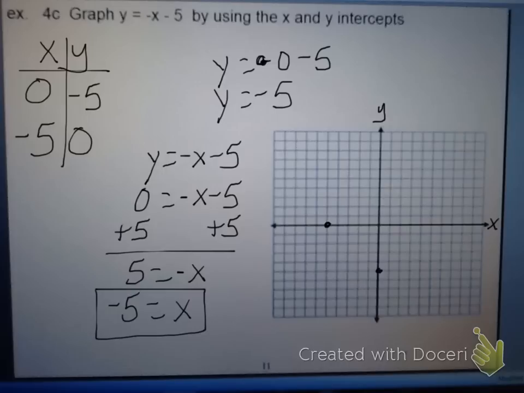Again, draw your line. Make sure you label your x and y axis. Draw your line past the points. Oh, I didn't do a very good job here. I'll try that again.